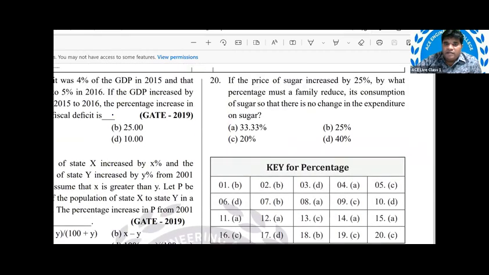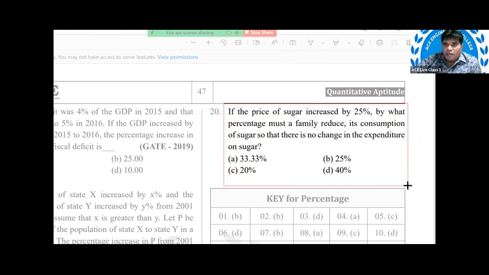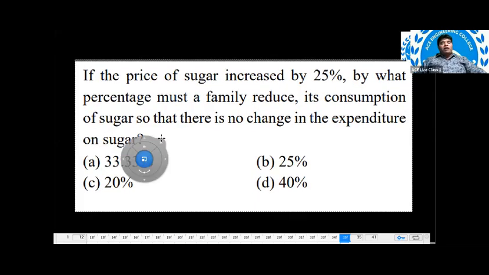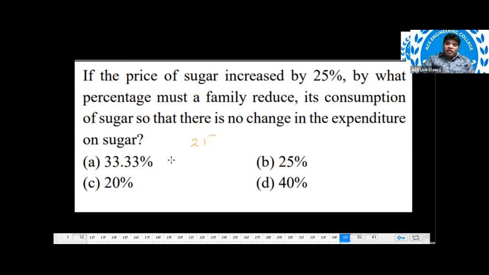Last question, friends. Same concept, same method applied. There are no A and B values here, that's why we gave the formula. Given the concept, if the price of sugar increased by 20%, how much must consumption decrease? 25 by 125 into 100. So again the answer is 20%. If the price of sugar increased by 25%, by what percentage must a family reduce the consumption of sugar so that there is no change in the expenditure on sugar? 25 by 125 into 100.